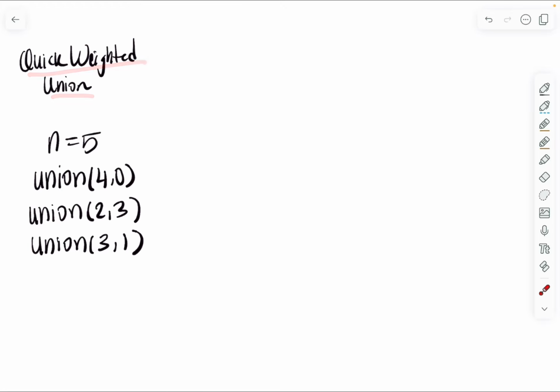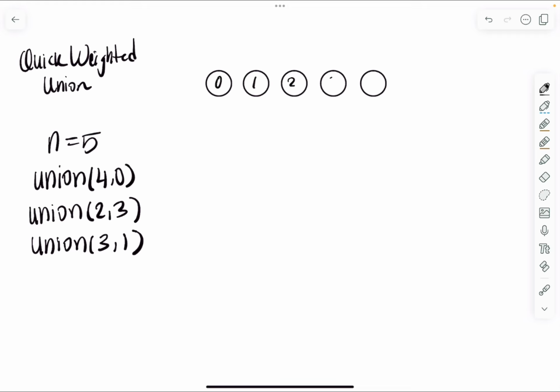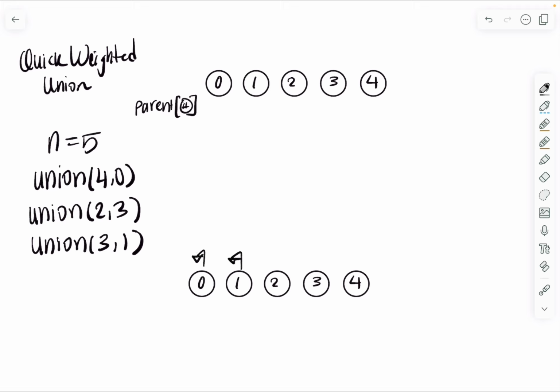This is quick weighted union, so it's the same setup. If we have n is equal to 5, that means draw 5 circles. The rules of the game are start at 0 no matter what version of the game you're playing, and then continue. And same thing as quick union. Parents, the vertices directly connected to each vertice at the beginning are themselves. They are directly connected to themselves, and so therefore the parents of each vertice are themselves at the beginning.